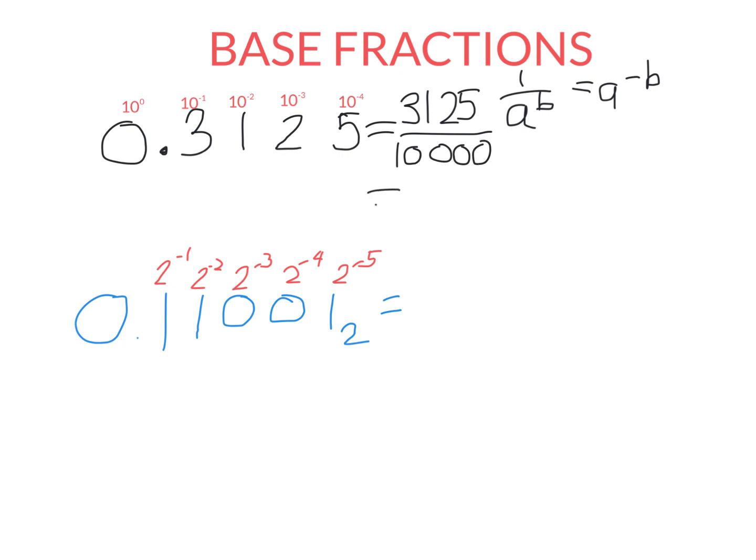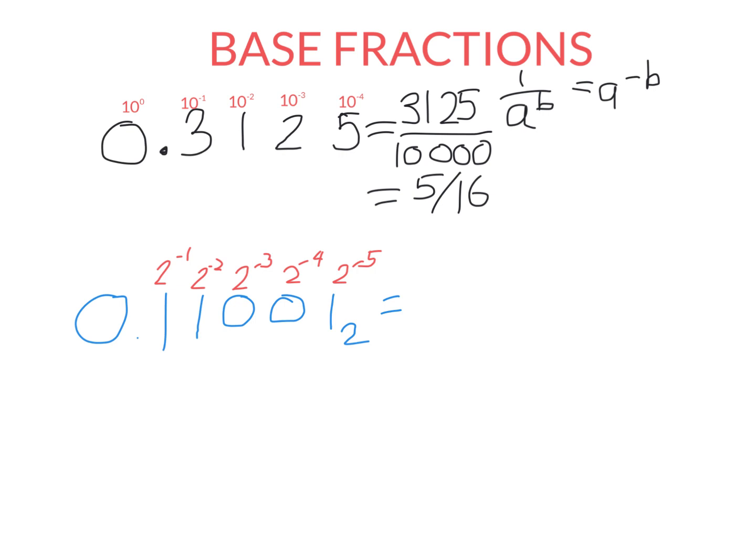So we can simplify this fraction. You might need the aid of a calculator. It turns out to be 5 over 16. So 0.3125 equals 5 over 16. So how am I going to write this as a fraction in binary?